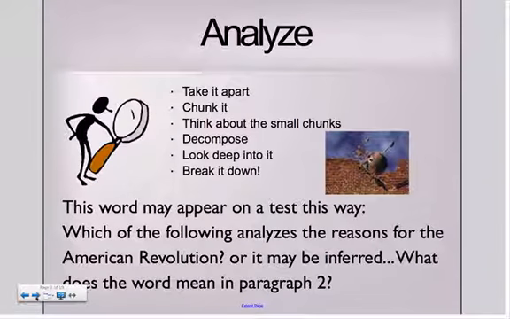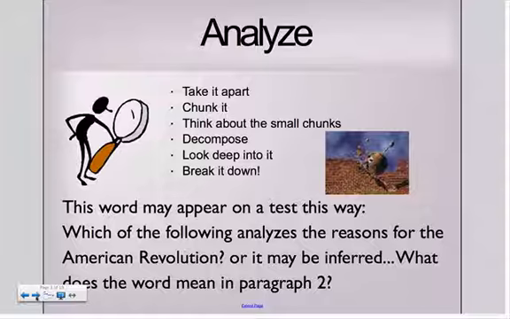The next word is analyze. It means to take something apart, to chunk it down into pieces, to decompose, looking deep into something because you broke it down. It may appear on a test in a couple of different ways. Like, for instance, which of the following analyzes the reasons for the American Revolution?